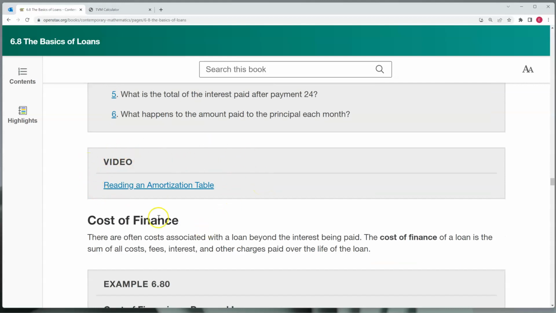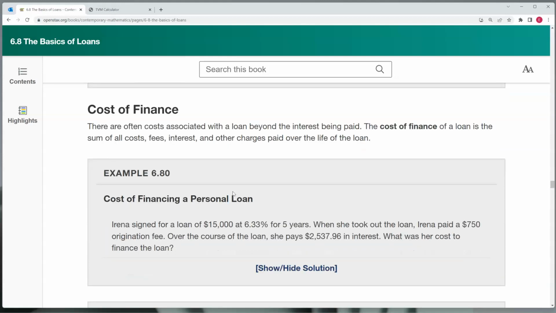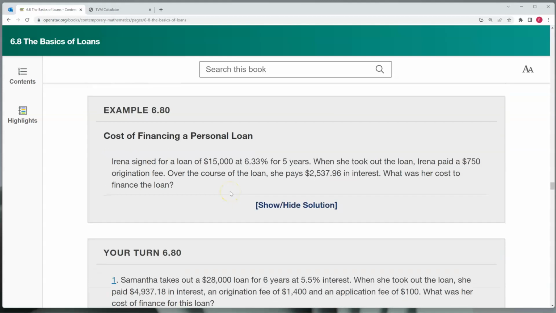So there's a whole video here in the textbook about reading an amortization schedule that I'll leave for you to watch. I just wanted to run through that real fast. So I want to do one more example, and then I'm going to end this because this is starting to run a little long. So let's talk about the cost of financing a personal loan.